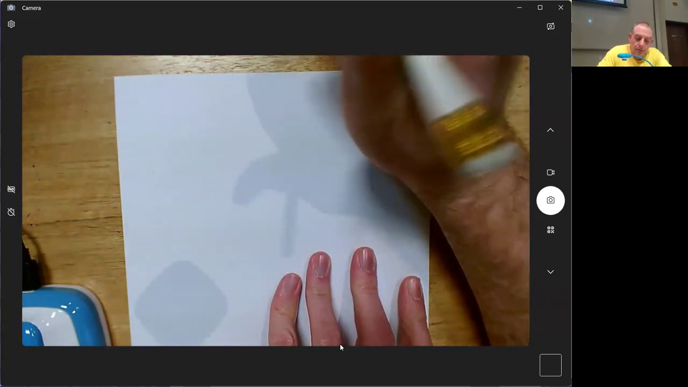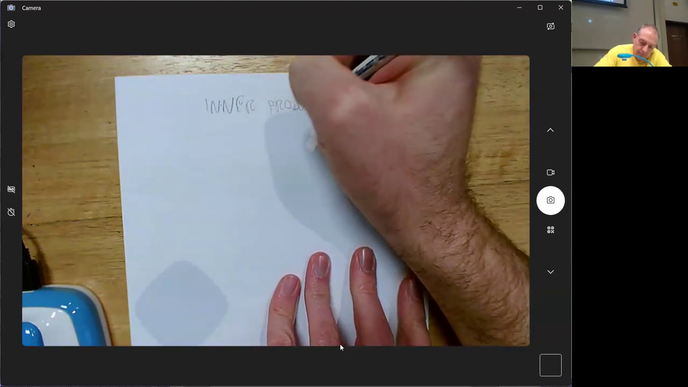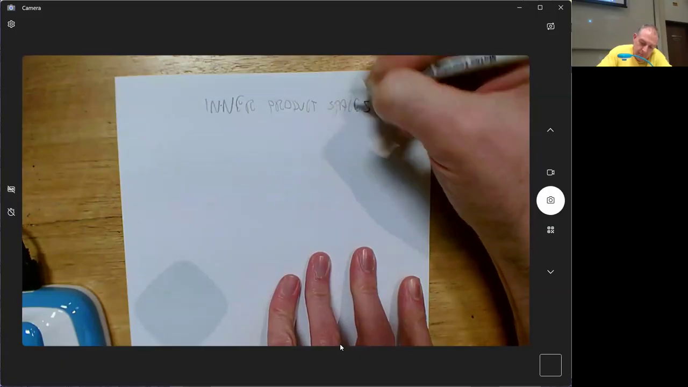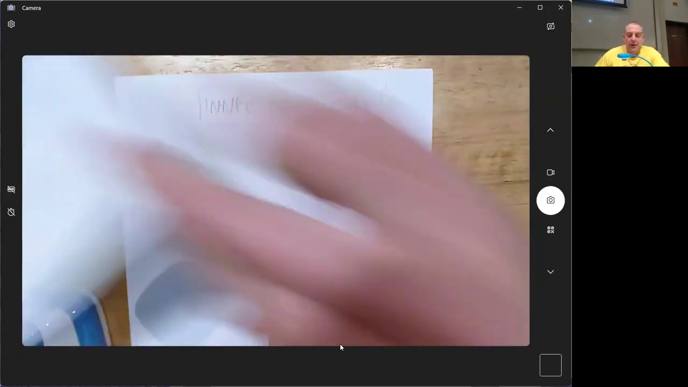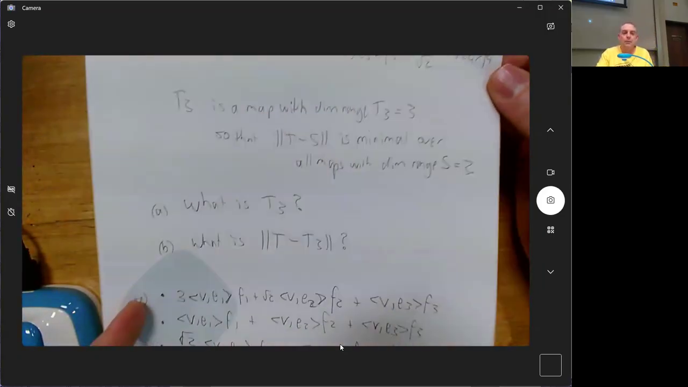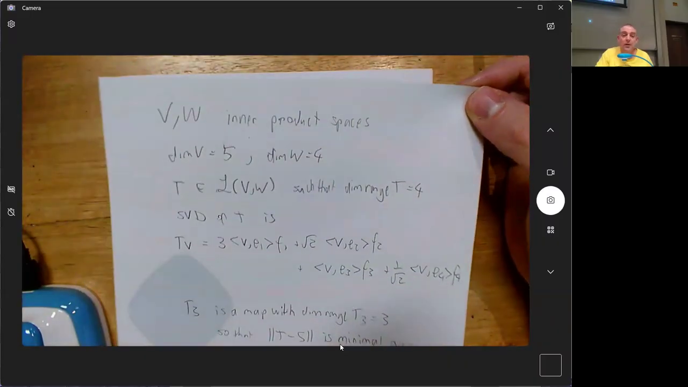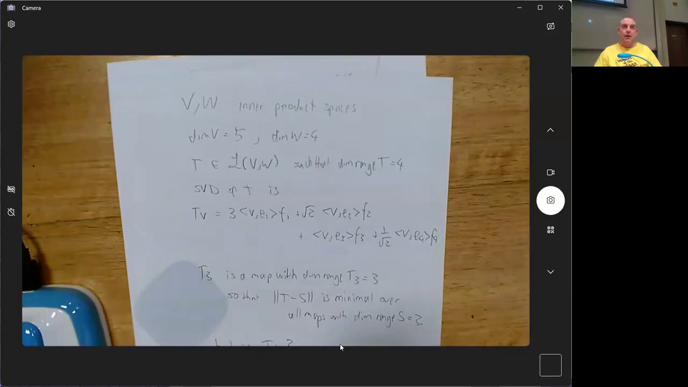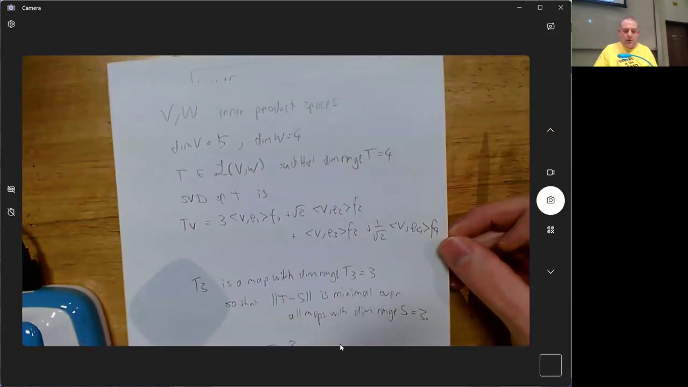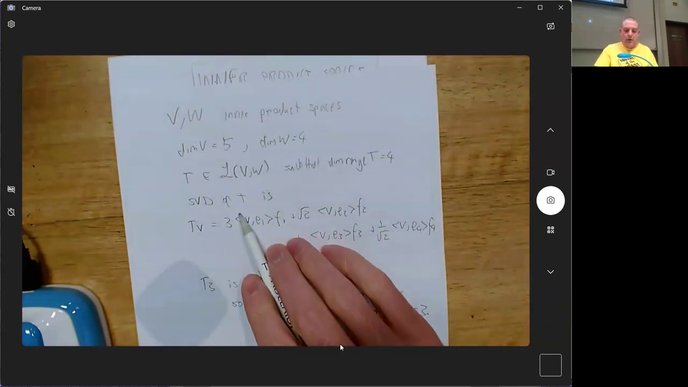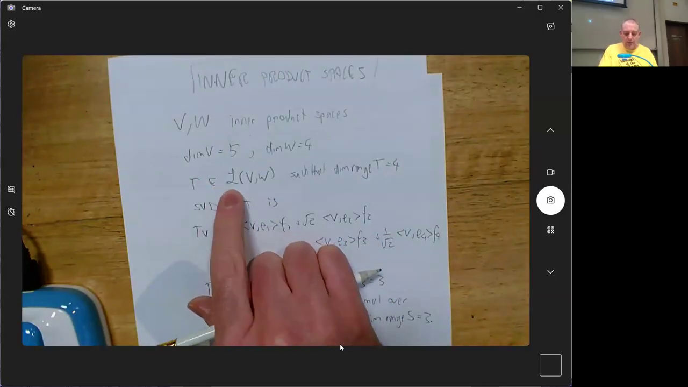Okay, so let's do some inner product spaces. This is the question that I've got here, which is from somewhere inside the course. It's going to require me to know what... So I know, so far in this question, I know what this means.